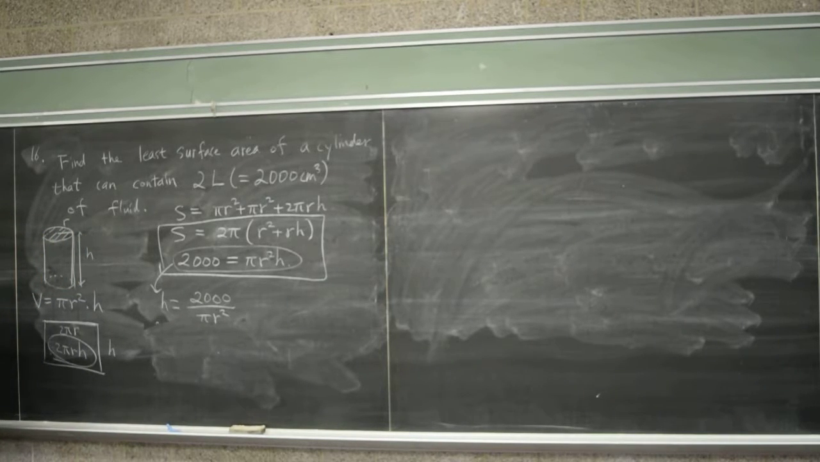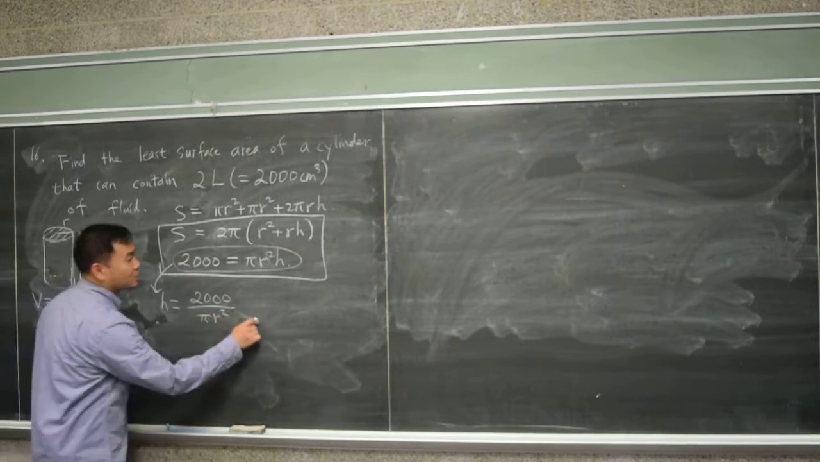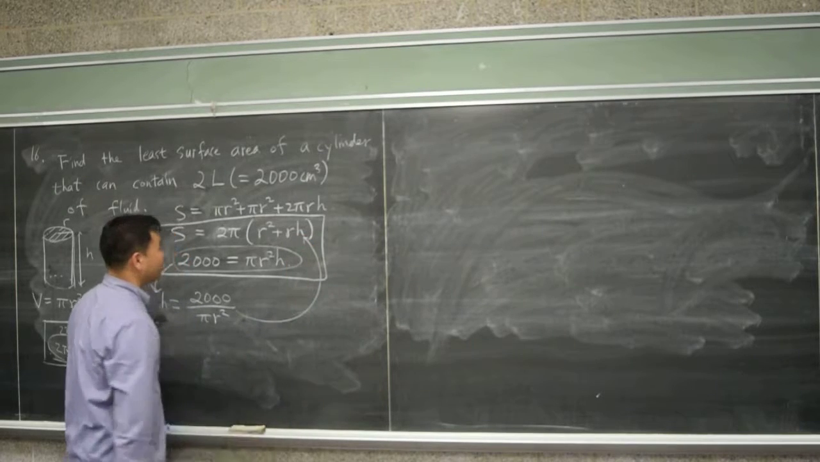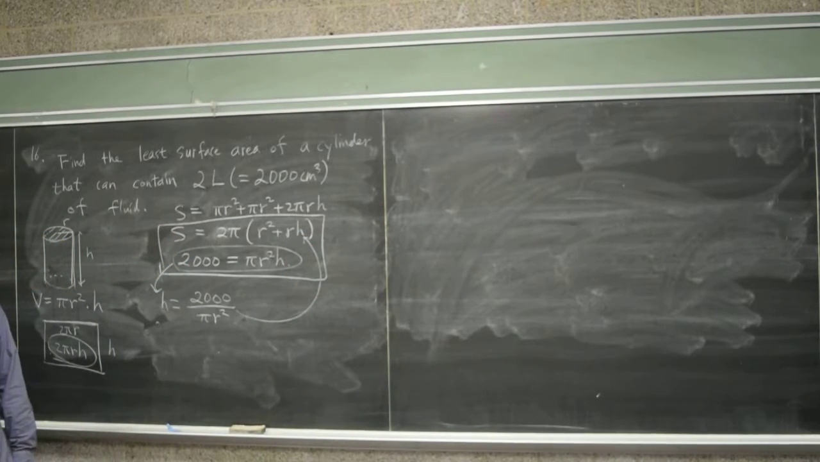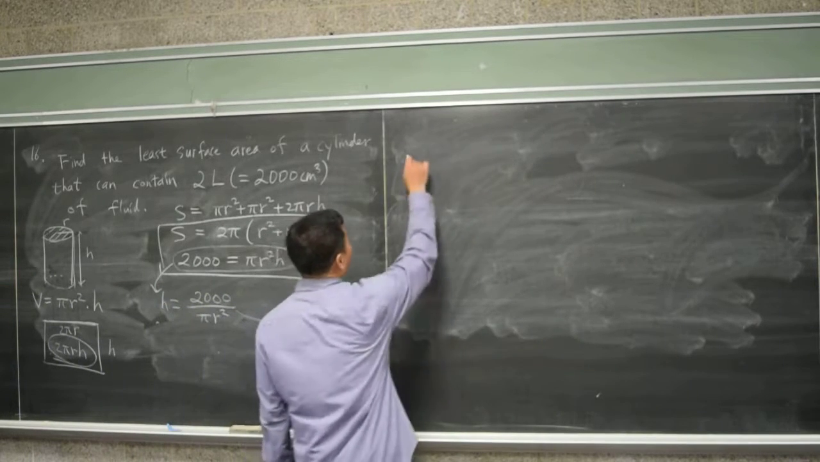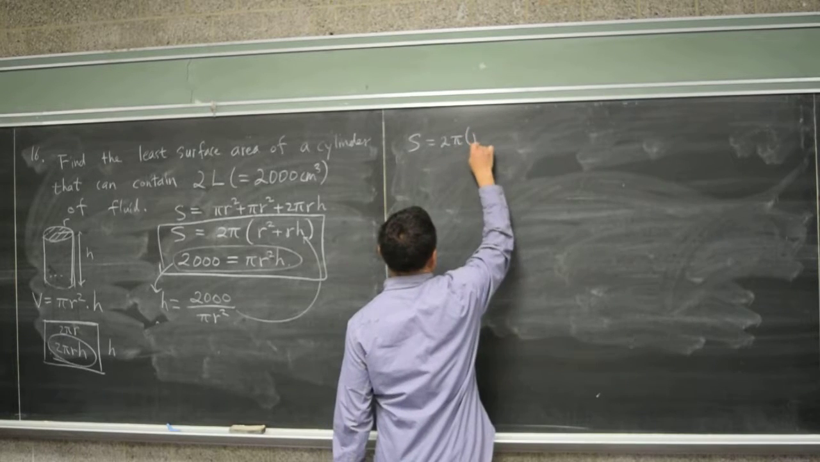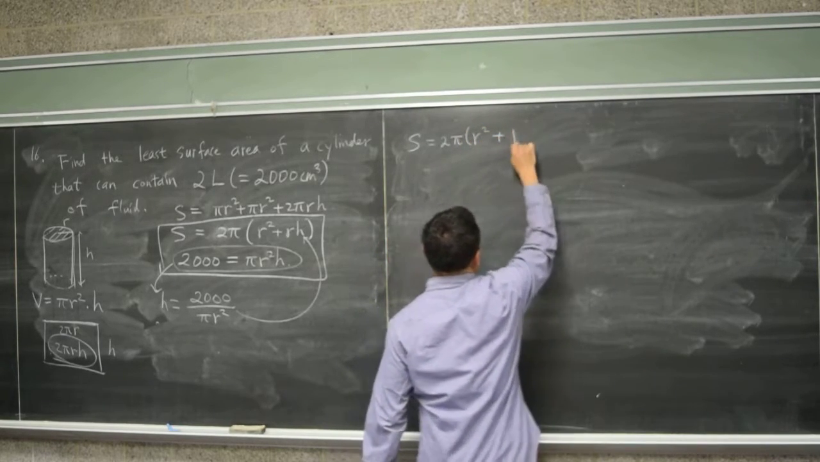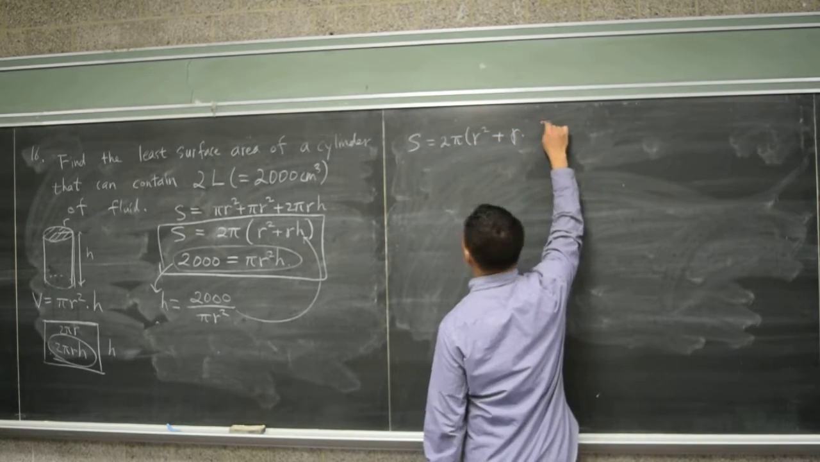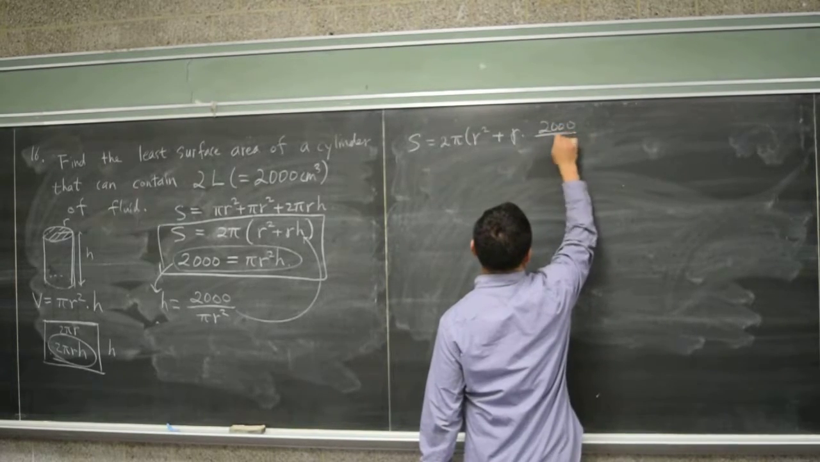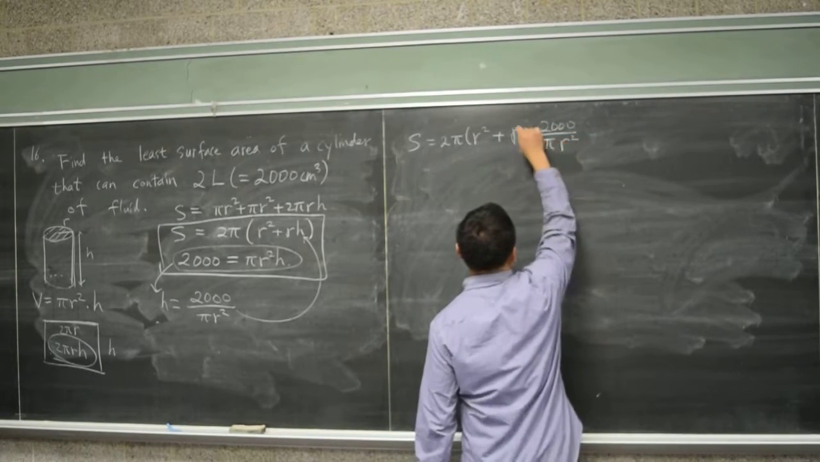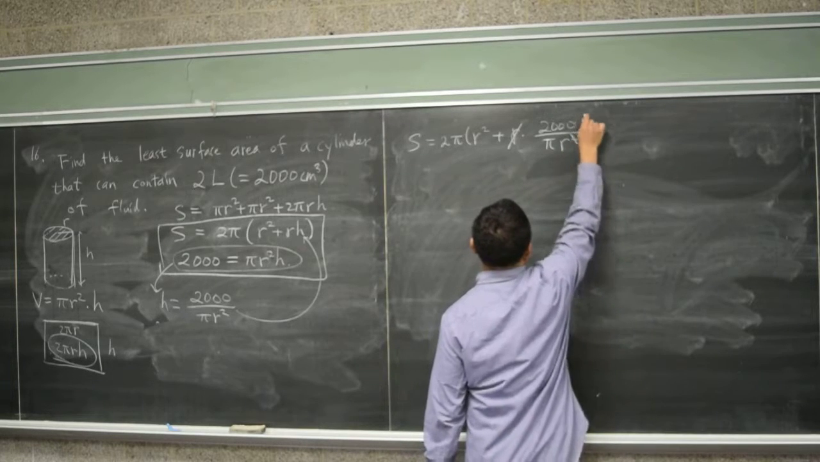Then what do we do? Plug it back in. Put it back into your s, so that now s is a function of r only. So now you have s equals 2 pi r squared plus r times 2,000 over pi r squared. R and one of the r's cancel.